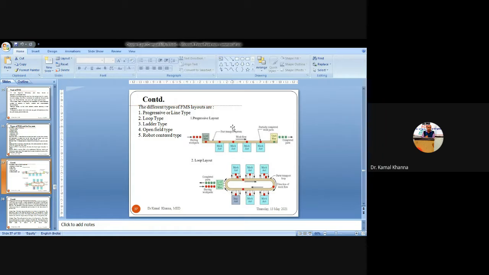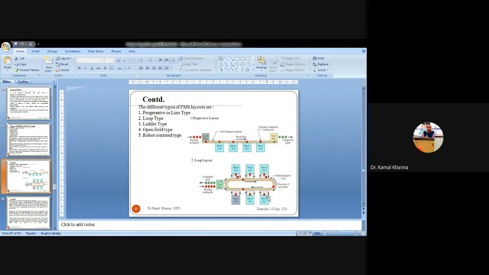This type of FMS layout is generally preferred whenever there is a need for mass production. To avoid line breakdown or machine breakdown, we can provide multiple machines at every location, so that if one machine breaks down, we can install a second machine of the same type at the same workstation, so that there is no idleness in the flow from one end to the other end. Second figure is representing the loop type of FMS layout.